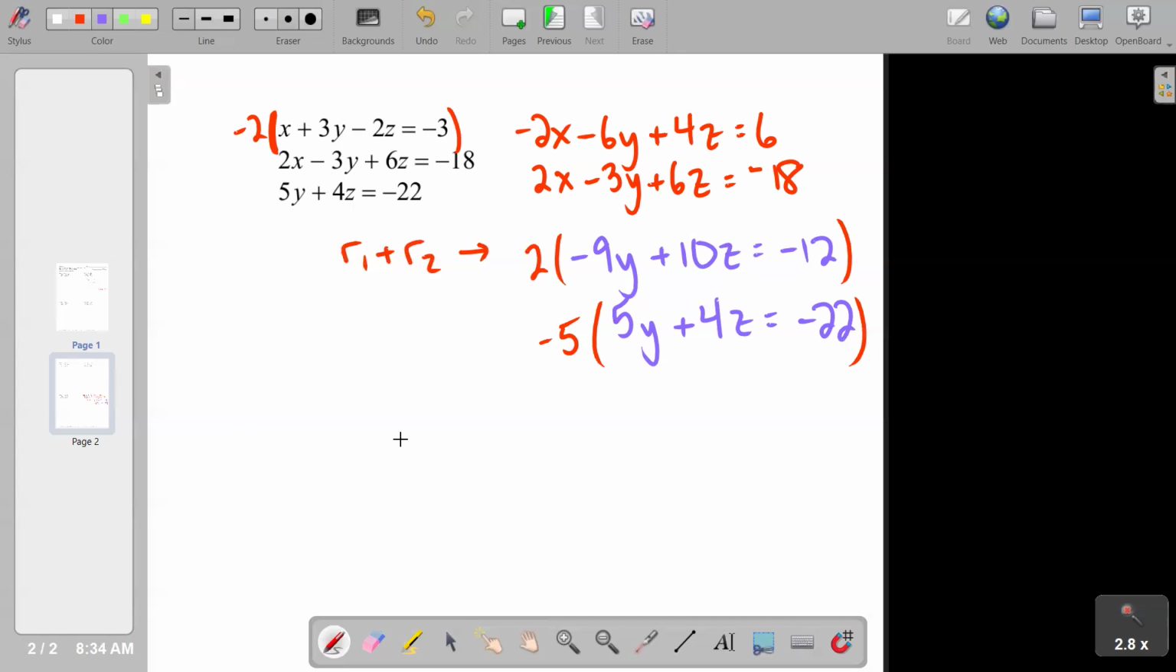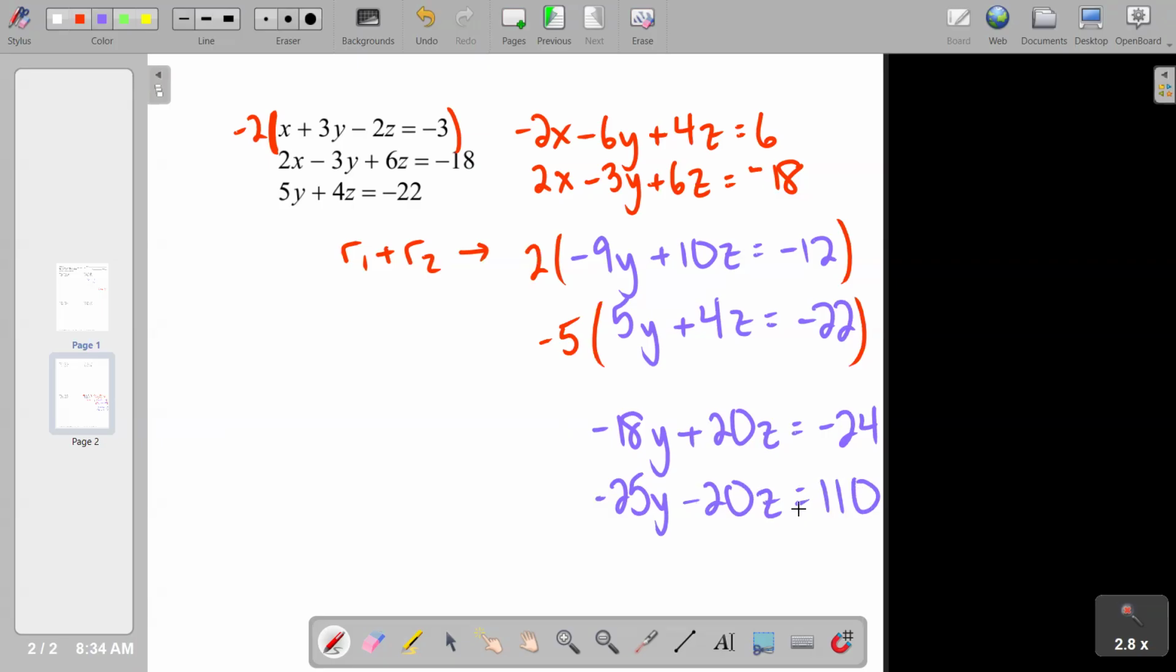So we have -18y plus 20z equals -24. And then we have -25y minus 20z equals +110. And now we're ready to do what we came to do. When we add them together, the z's are going to cancel. And we're going to be left with -43y equals 86. And that goes in twice.